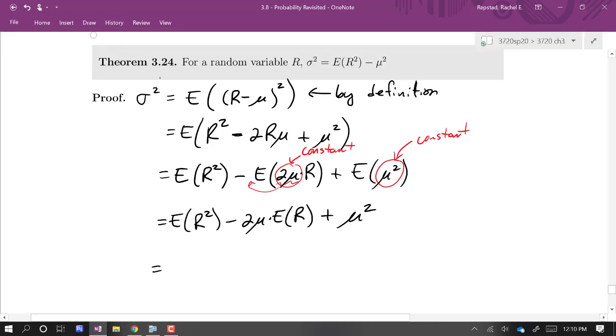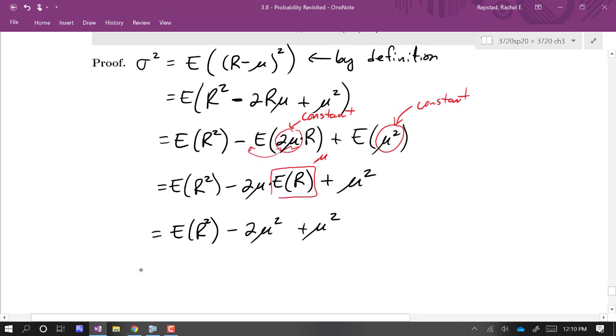Now, the expected value of R here, that is mu by definition. So now we have the expected value of R squared minus 2 times mu squared plus mu squared. And now just combining like terms, in our last step, we have the expected value of R squared minus mu squared, as desired.